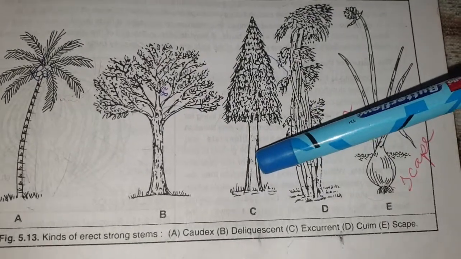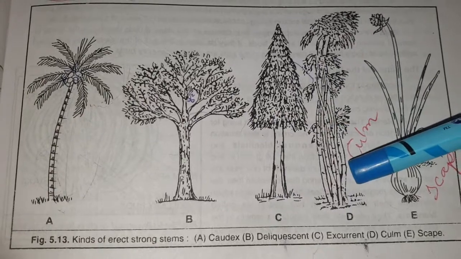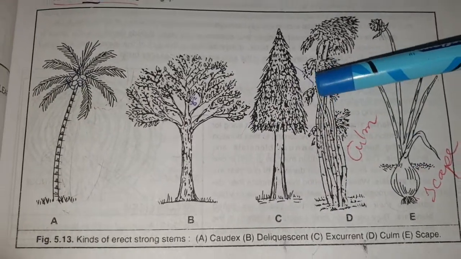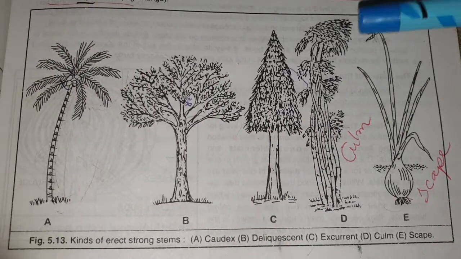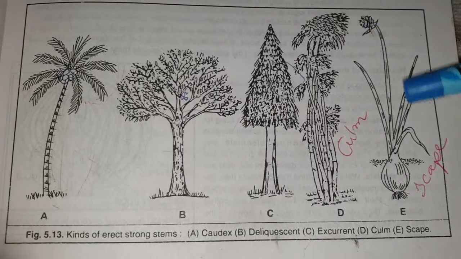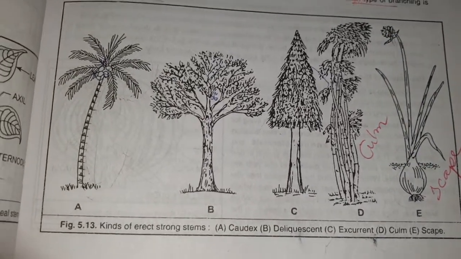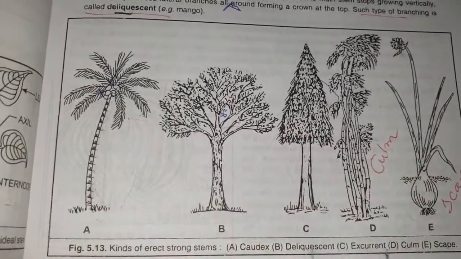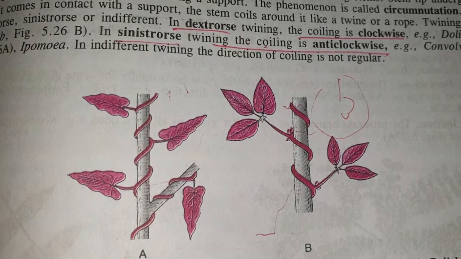This is called excurrent, which has a triangular foliage, and this is called culm, which we observe in case of bamboo. Here it has long solid nodes, hollow internodes. Okay, and last one is the scape, that we observe in case of onion, that is the fleshy scale leaves. So these are the different forms of stem that we normally observe in the plants surrounding us.